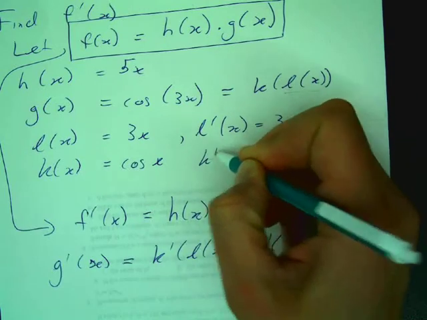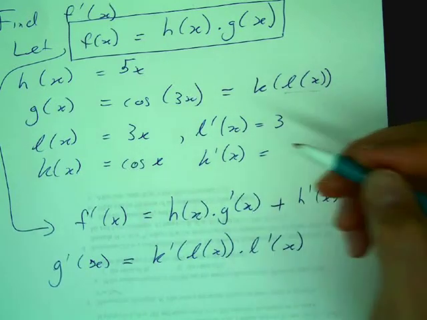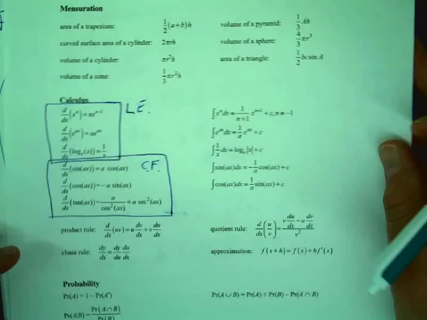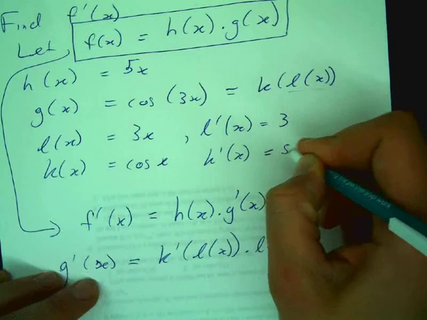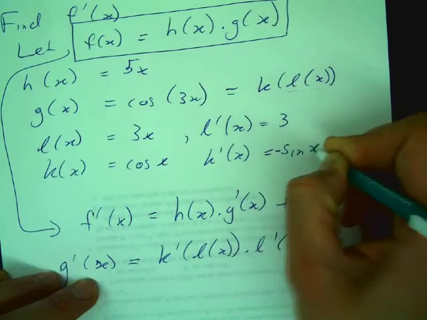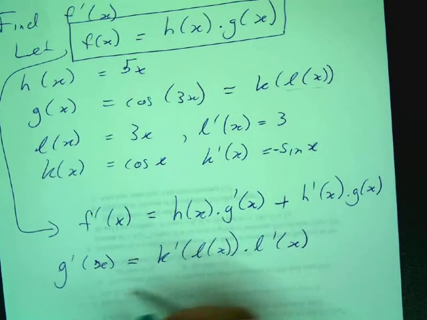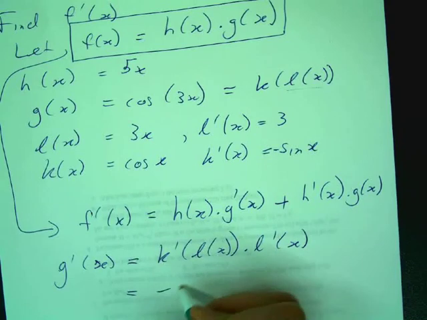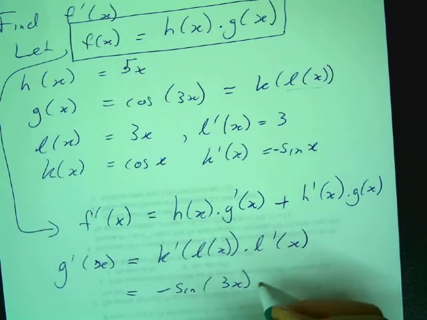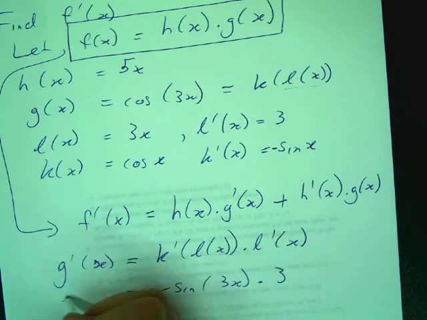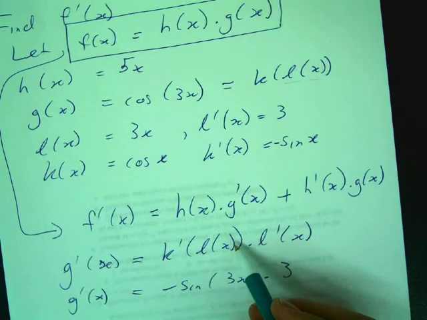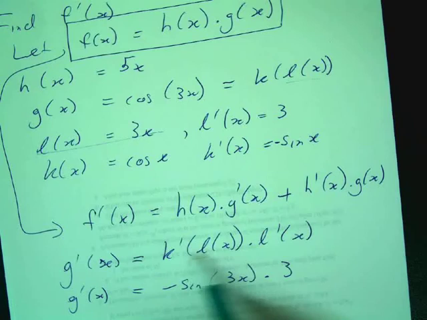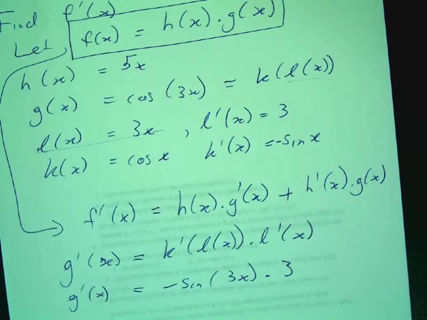And what's k'(x)? Sine. We use our rule here. Negative sine. Negative sine 3x. So g'(x) is going to be negative sine of 3x times 3, yeah? Why isn't it just negative sine 3? Because L(x) is 3x, and it's k'(L(x)).